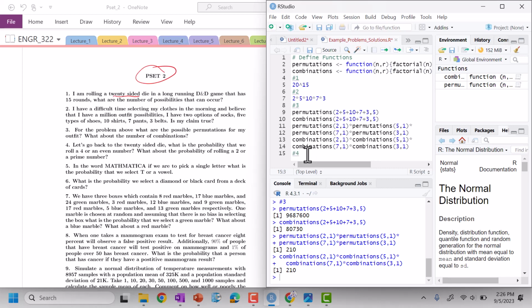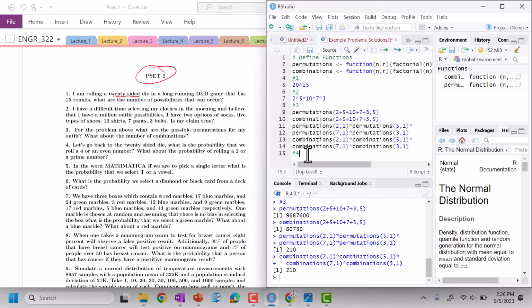All right, let's move on to number 4. Let's go back to the 20-sided die. What is the probability that we roll a 4 or an even number? Again, we want to go back and examine our notes and which equations we are going to want to utilize in these problems.